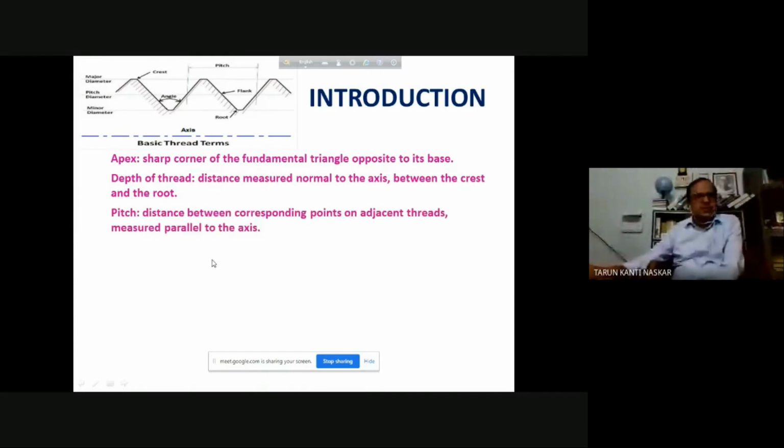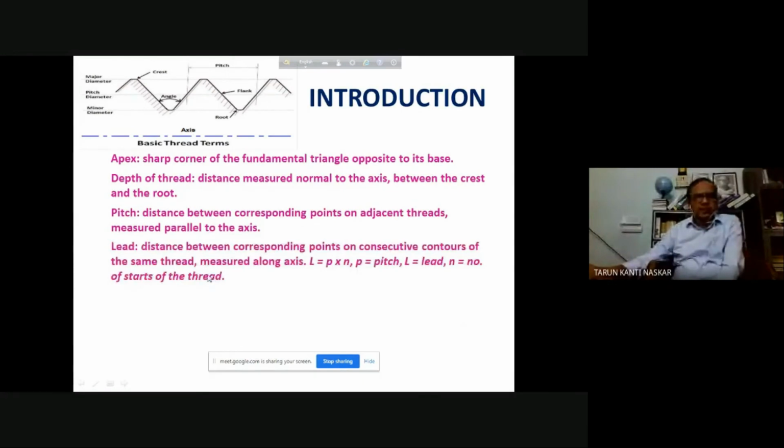Pitch is clear to you. Now lead is also clear to you. Lead is equal to P multiplied by N. P is pitch, L is lead, and N is the number of starts. Number of starts means the number of threads. How many threads are there? So 1 start, 2 start, 3 start, it is stated in this manner. And if N is equal to 1, that means 1 start, L will be equal to P.